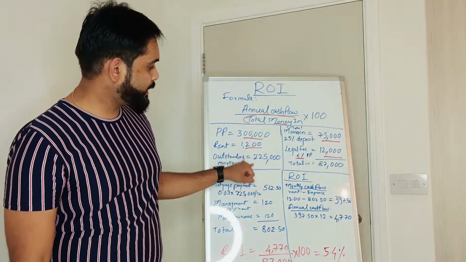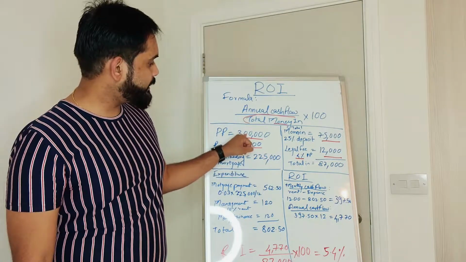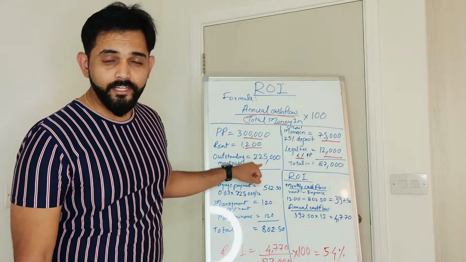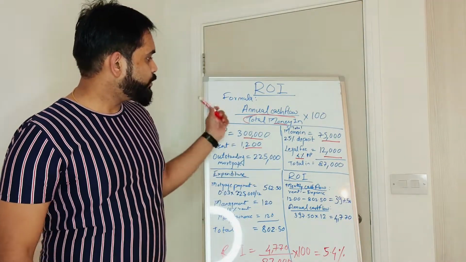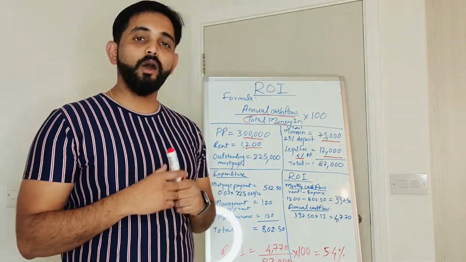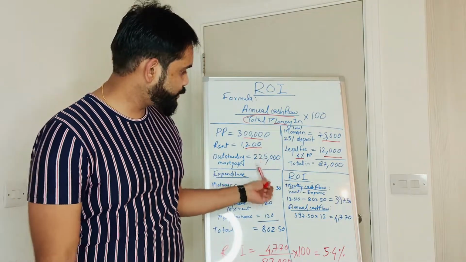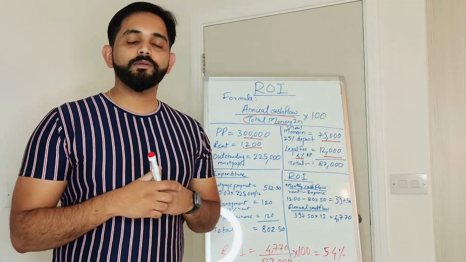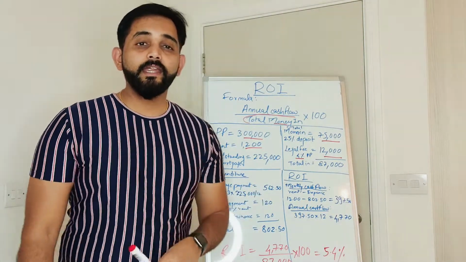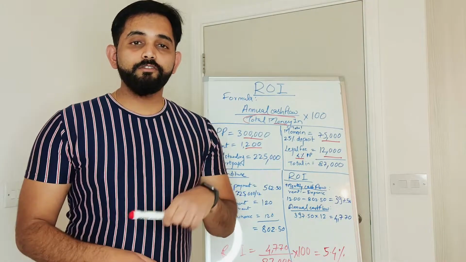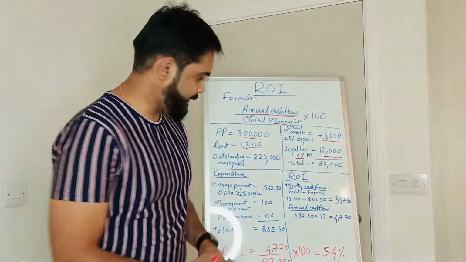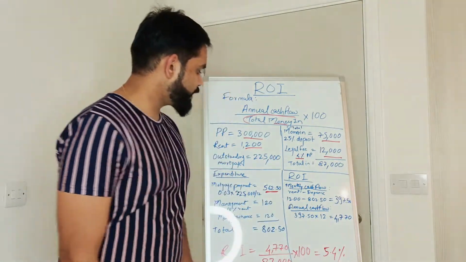Now the outstanding mortgage on the property for 300k is 75%. So 75% of 300 is around 225k. Now to calculate the expenditure on the property, how will you calculate the mortgage payment on 225k? Usually the mortgage interest rate is around 3%. So 3% of 225k divided by 12 will give you the monthly mortgage interest payment, which will be around 562.50. That will be your monthly mortgage payment.